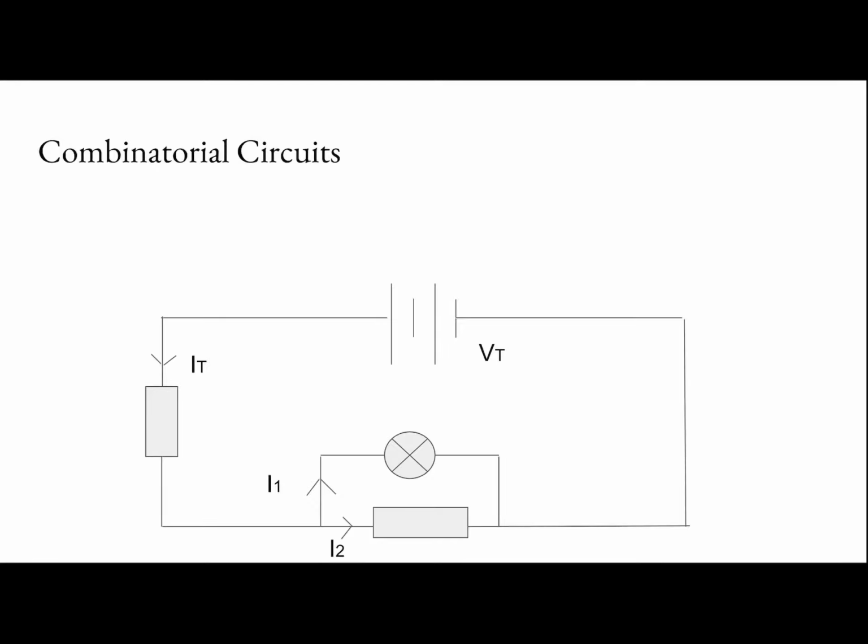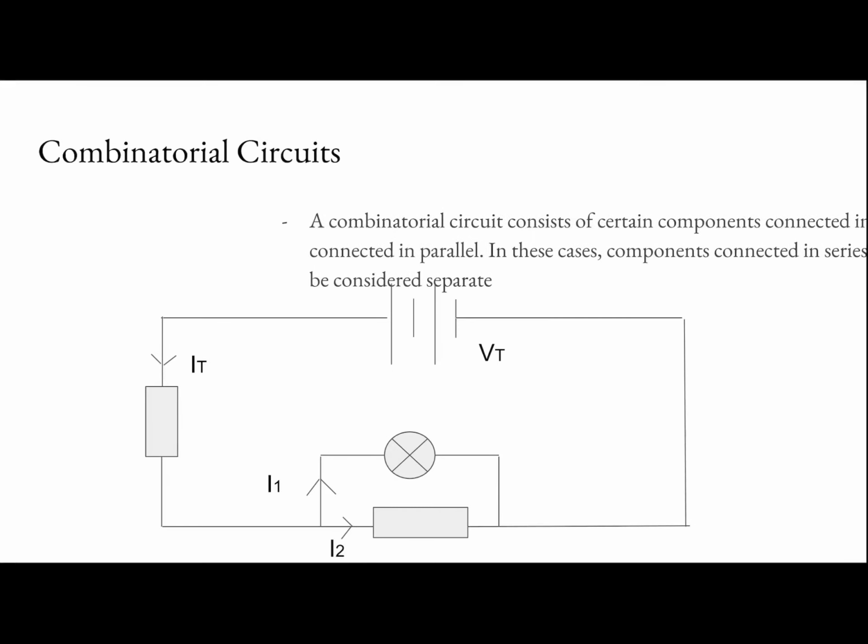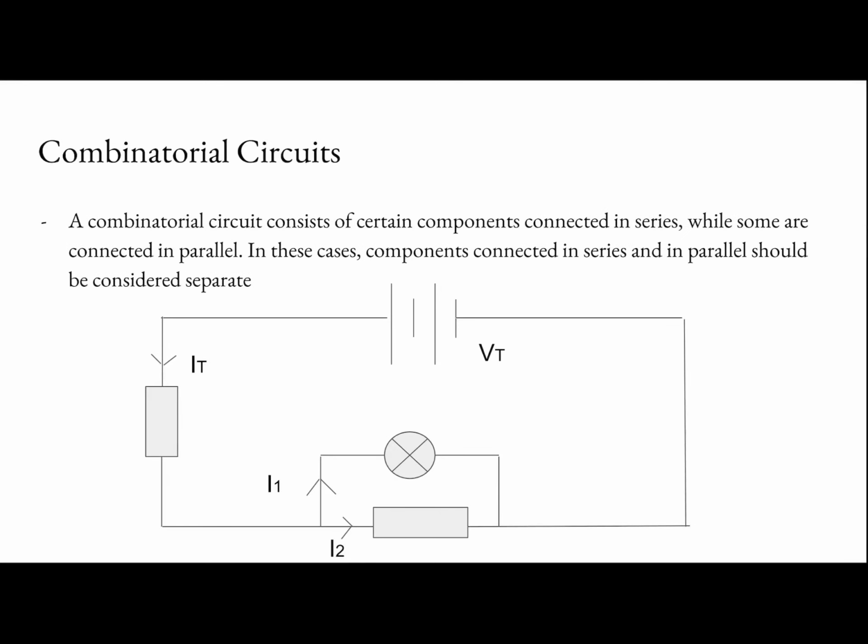We're going to be covering combinatorial circuits, which is the main part of the level 2 standard. So in combinatorial circuits, there are components connected in series and there are components connected in parallel in one circuit. Okay, so basically, I've written that a combinatorial circuit consists of certain components connected in series while some are connected in parallel. In these cases, components connected in series and in parallel should be considered separate.